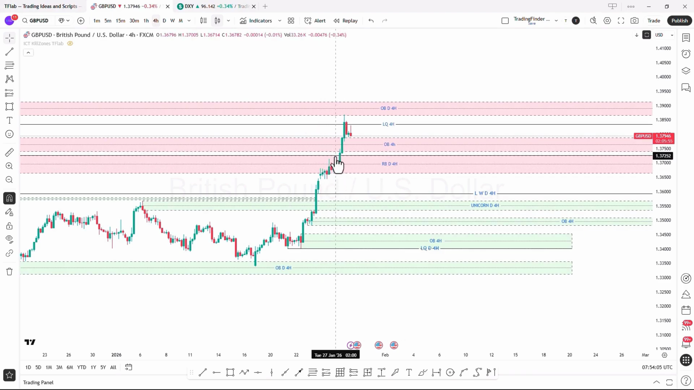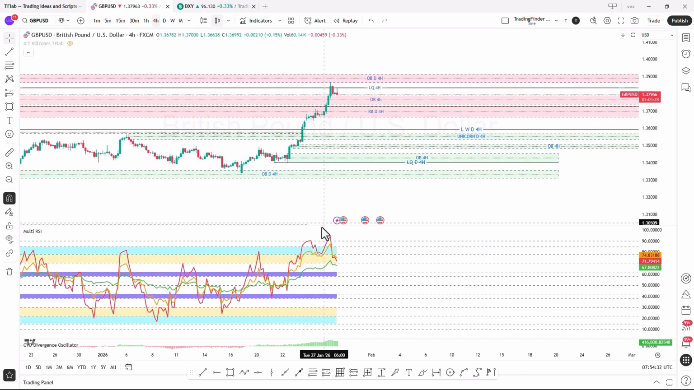As predicted, after closing above the significant level of 1.3713, the price entered a bullish phase. Eventually, it closed within the 4-hour order block range, which was accompanied by a bullish displacement, and moved toward the buy-side liquidity. It collected the buy-side liquidity and finally reached the daily order block range. By analyzing the RSI, we can see that the RSI has entered the overbought potential zone, which indicates the continuation of the bullish trend in the market.